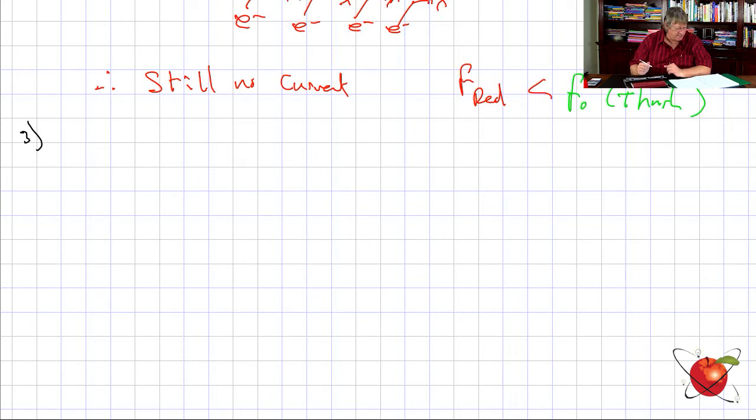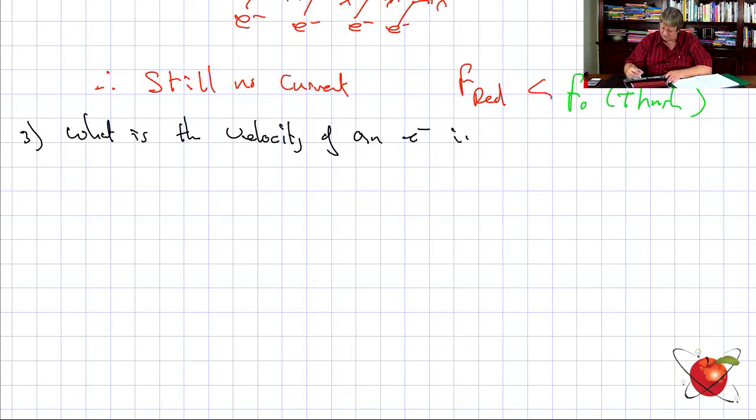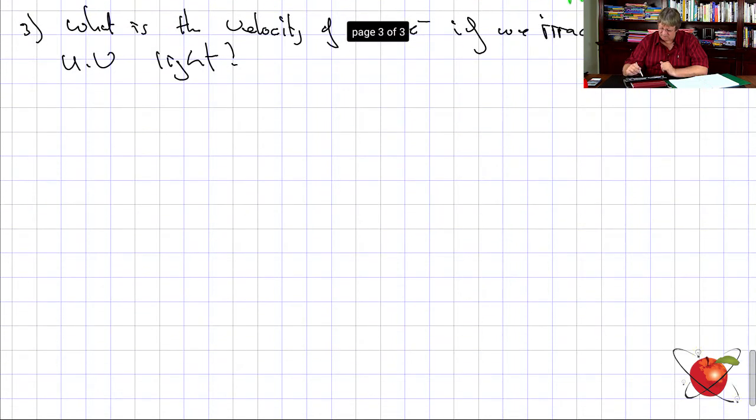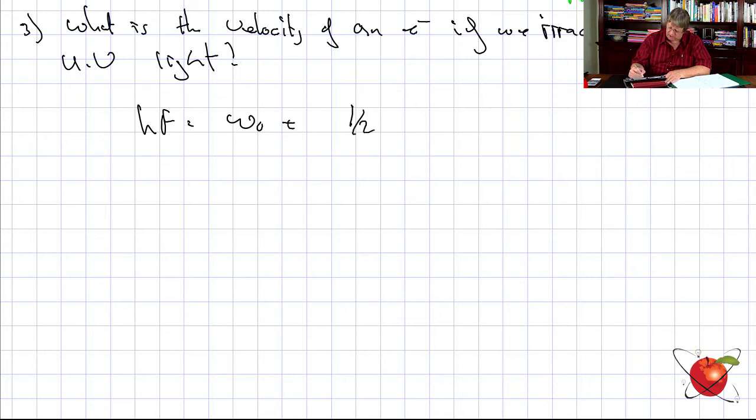All right, then the last question over here, let's just get to this. Question 3 part: what is the velocity of an electron if we irradiate with ultraviolet, also abbreviated to UV light? Well, quite simple. We're just going to say, right, now hf is equal to W naught plus a half mv squared. hf is the energy in. Remember, this is energy inbound. This is energy to get it onto the surface. And this is energy to make it go. So the energy in was 6.63.